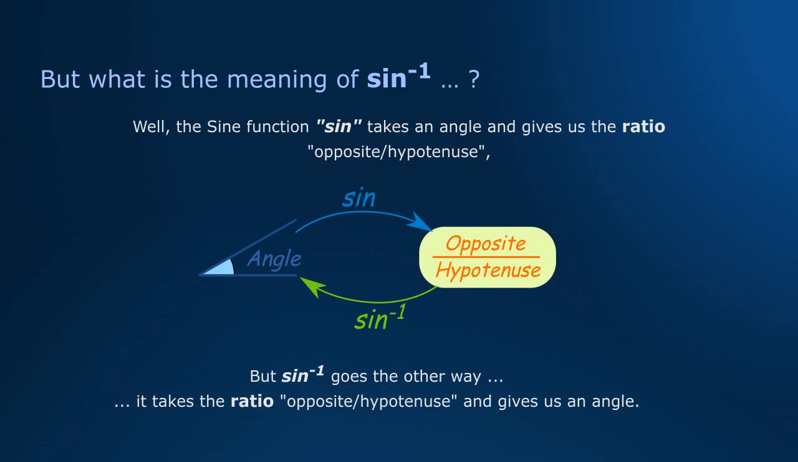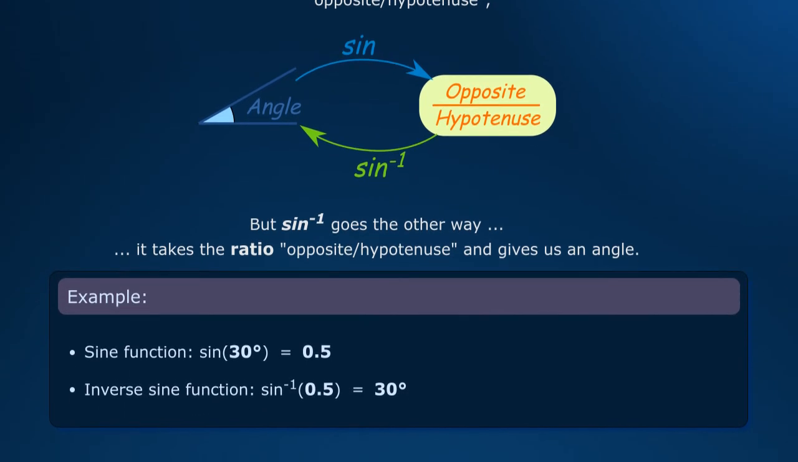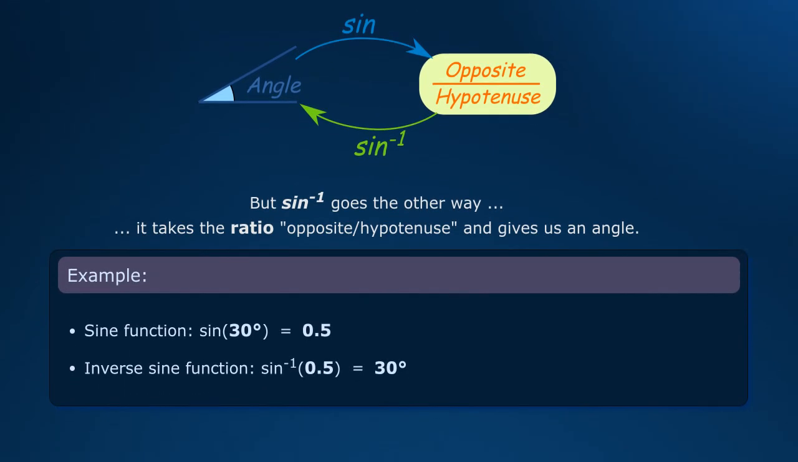But what is the meaning of inverse sine? Well, the sine function takes an angle and gives us the ratio, opposite divided by hypotenuse. But inverse sine goes the other way. It takes the ratio opposite divided by hypotenuse and gives us an angle. Example, sine of 30 degrees equals 0.5. Inverse sine of 0.5 equals 30 degrees.